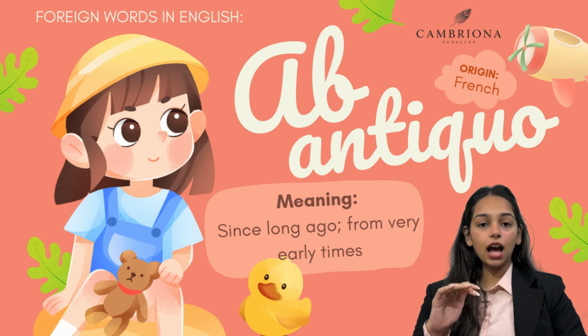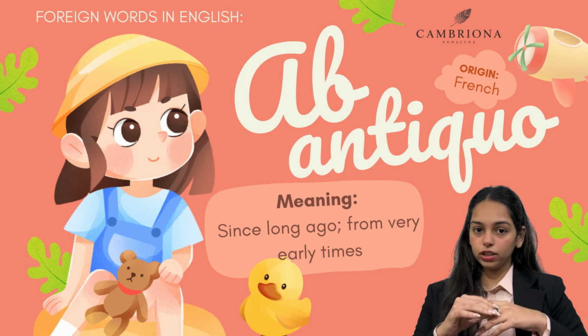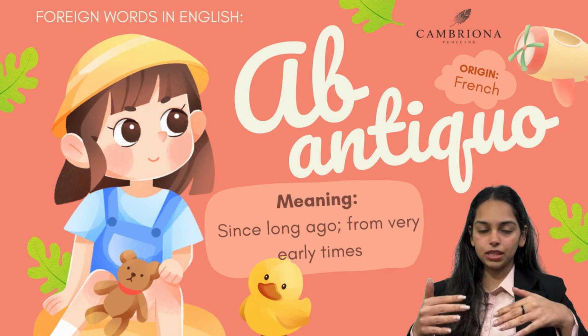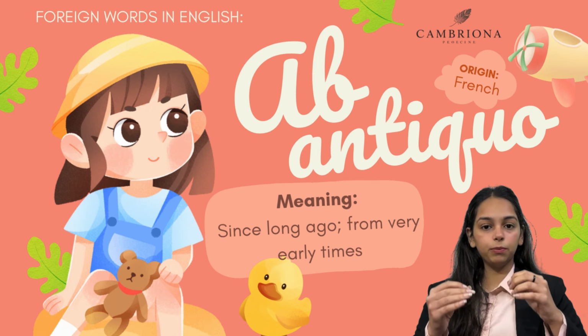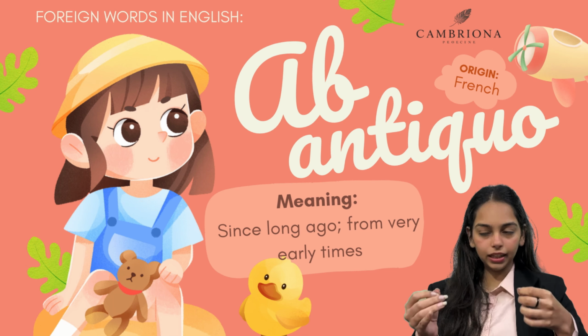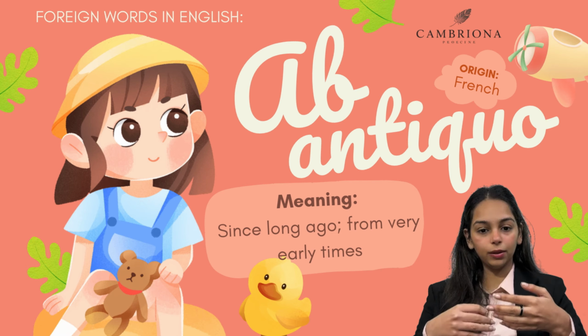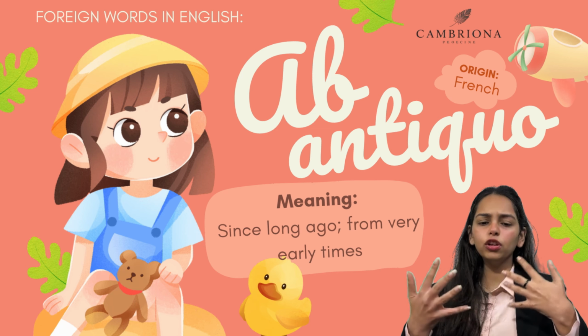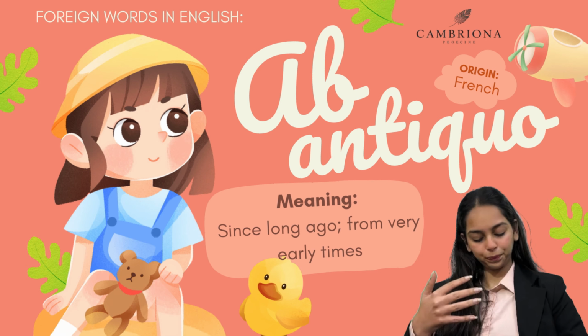The first is ab Antiquo. The origin is French and the meaning is since long ago from very early times. Basically something which is in practice since a long time and it is not legally binding but more of a traditional thing. Right? And it is often used in historical, legal or philosophical context.